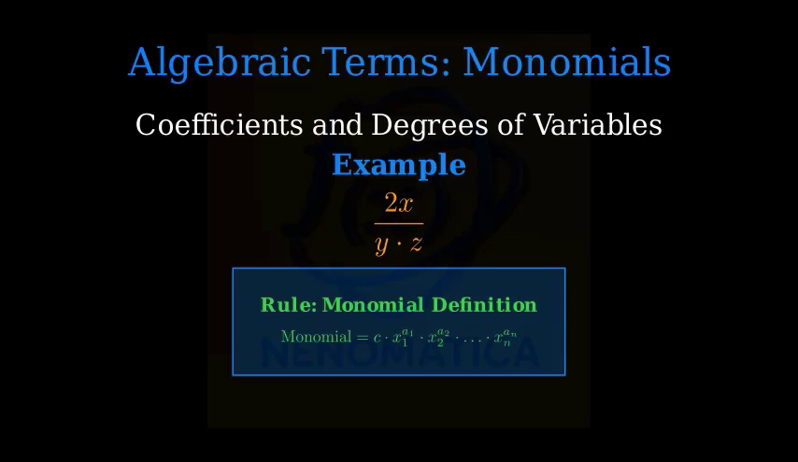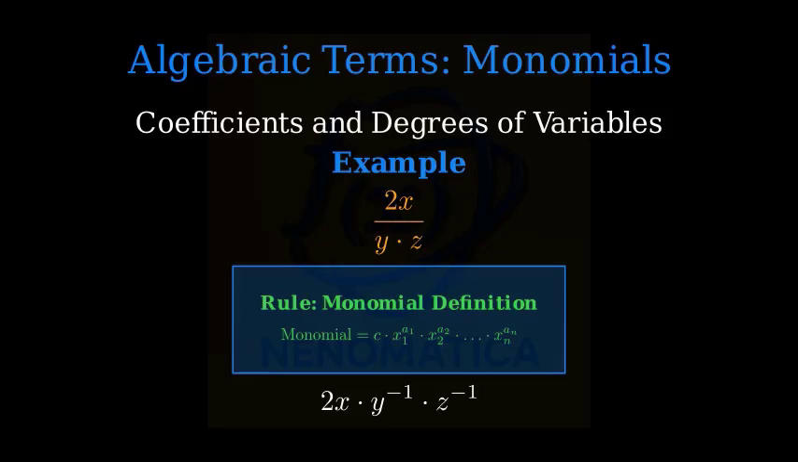Now, let's analyze our expression. We have 2x in the numerator divided by y times z in the denominator. We can rewrite this as 2x multiplied by y to the power of -1 multiplied by z to the power of -1. Looking at our rewritten expression, we can see that it contains negative exponents for the variables y and z. According to our definition, a monomial must have non-negative integer exponents for all variables. Therefore, this expression is not a monomial.